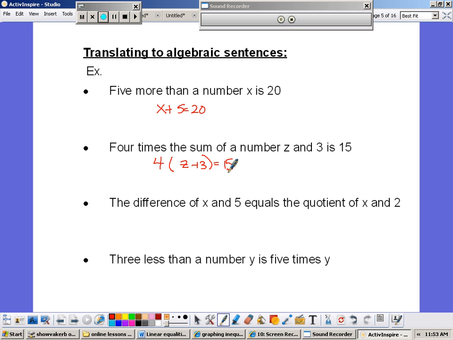The difference of x and 5 equals the quotient of x and 2. The difference, parentheses, of x and 5 is equal to the quotient, parentheses, of x divided by 2. In this case, the parentheses are not really needed. Therefore, having them there or not having them there is not going to hurt anything. 3 less than a number y is 5 times y. Less than y means y is coming first. So y minus 3 is equal to 5y. Be careful that you read them, look them over, and then reread them and make sure they sound exactly how you want them to sound when you read them.